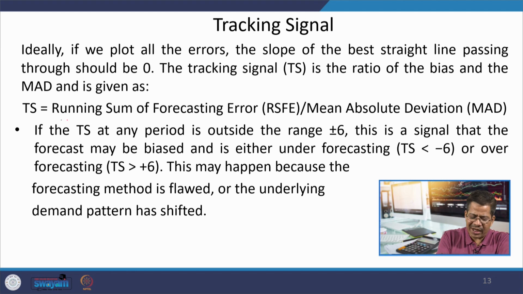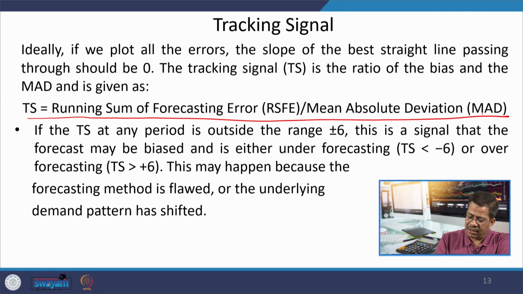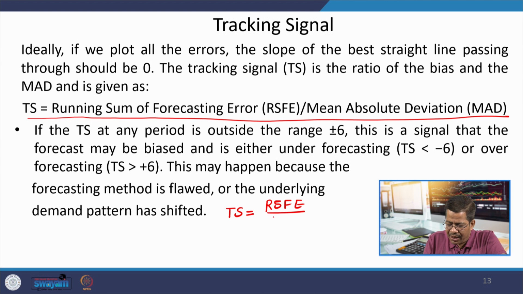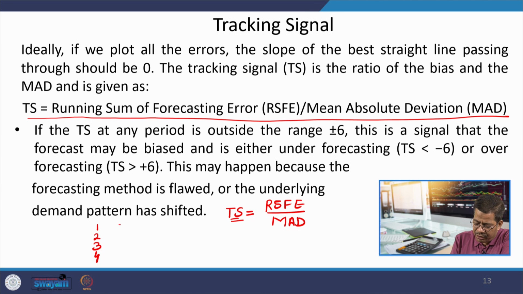So, we calculate the tracking signal with the help of this particular formula, that is, tracking signal is the running sum of forecasting error divided by mean absolute deviation up to a particular period. So, if I have data of, let us say, 4 periods and I have to calculate the tracking signal, I will calculate the tracking signal for every period, and up to that period, what is the running sum of forecasting error?